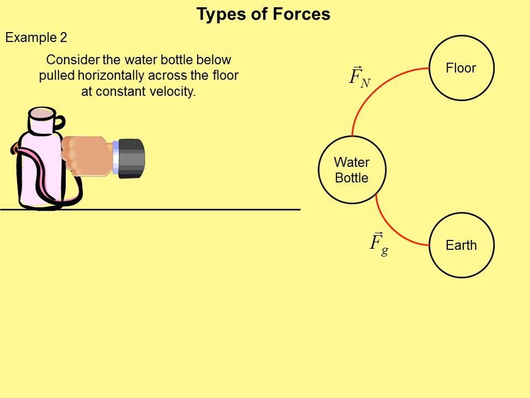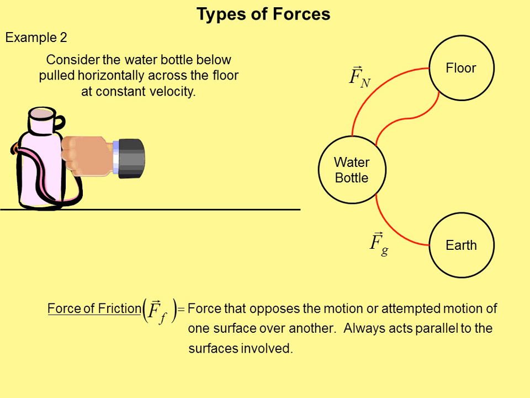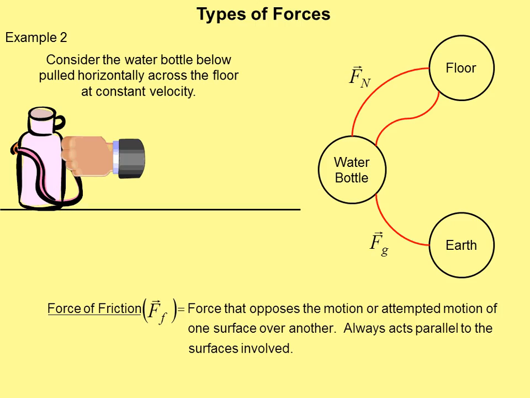When surfaces rub together, we have a new kind of force, a new interaction between the floor and the water bottle, which we are going to call the force of friction. Capital F for force, little f for friction. The force of friction is a force which always opposes motion or attempted motion when surfaces rub against one another or move over one another. Friction acts parallel to the surfaces involved.